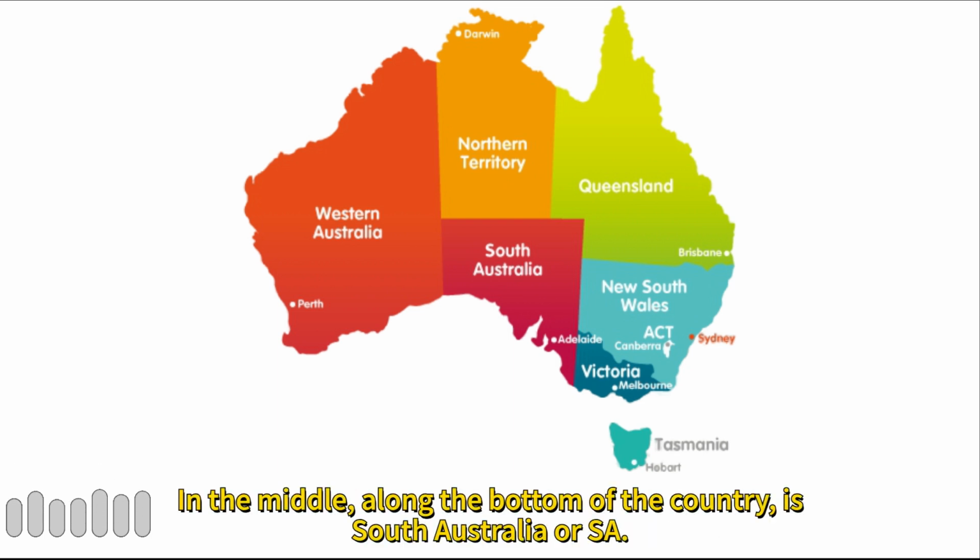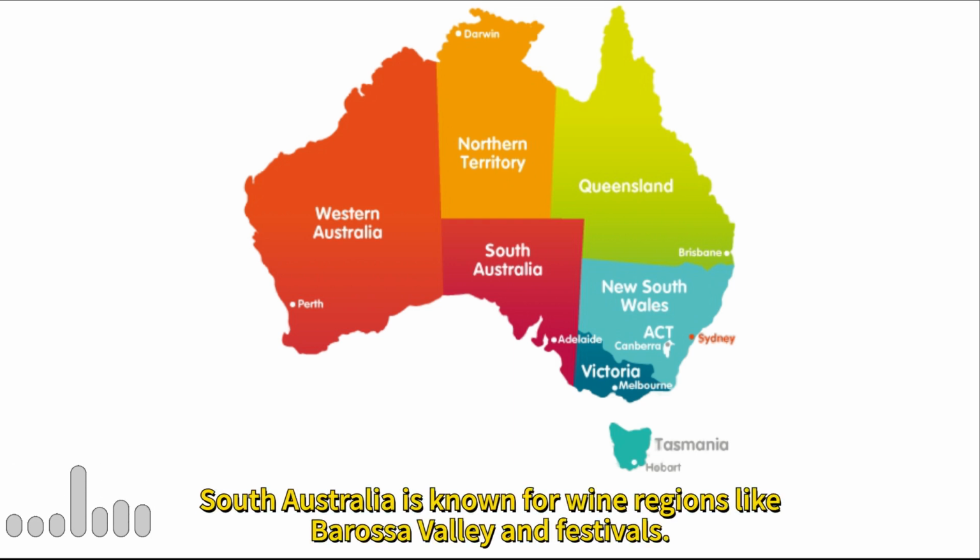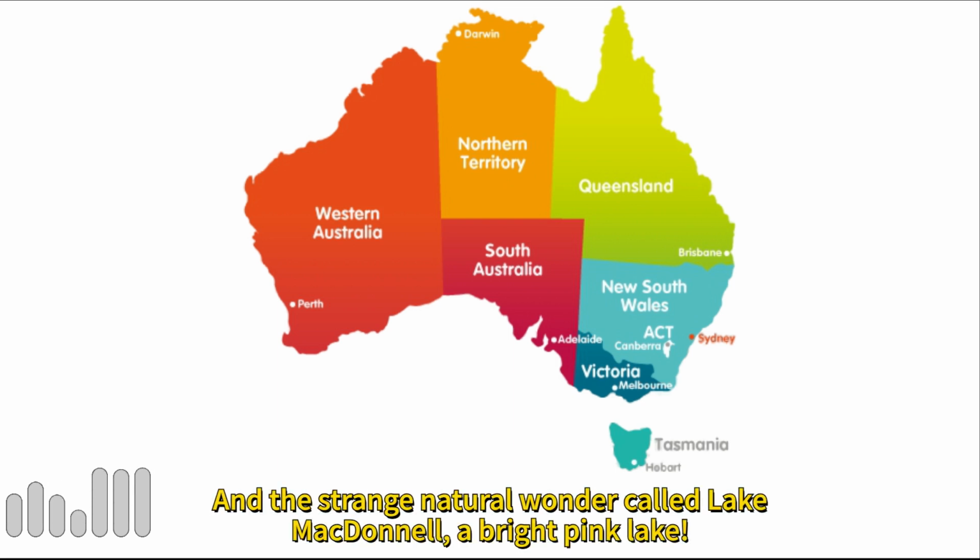In the middle, along the bottom of the country, is South Australia, or SA. Its capital city is Adelaide. South Australia is known for wine regions like Barossa Valley and festivals. And the strange natural wonder called Lake McDonnell, a bright pink lake.